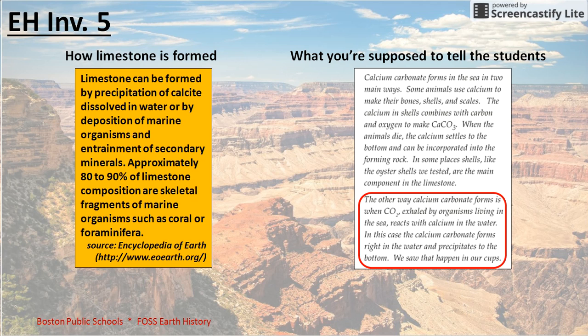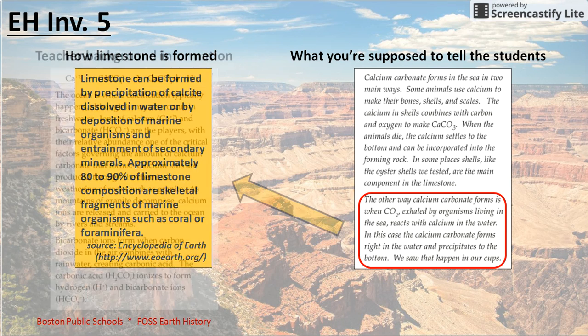The other way calcium carbonate forms is when CO2, exhaled by organisms living in the sea, reacts with calcium in the water. In this case, the calcium carbonate forms right in the water and precipitates to the bottom. We saw that happen in our cups. Frankly, this is bogus. It is factually incorrect, and I think that the reason why Foss has us give students this story is because it is parallel to what the students were doing with the cups.